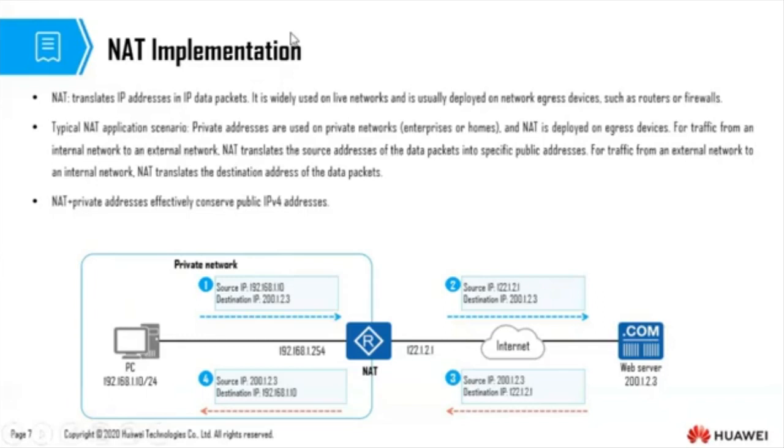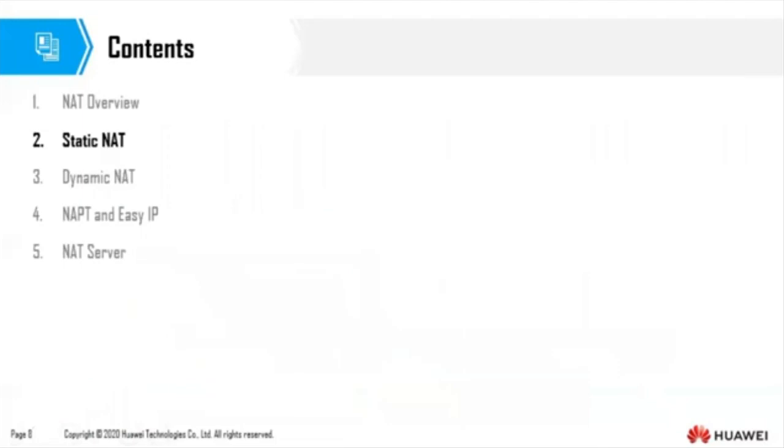Okay, so NAT effectively conserves public IPv4 addresses because now internal devices won't need a public IP address. Now we have 4 types of NATing. We have static NAT, we have dynamic NAT, we have network address port translation. Actually, there are 5. And we have Easy IP.